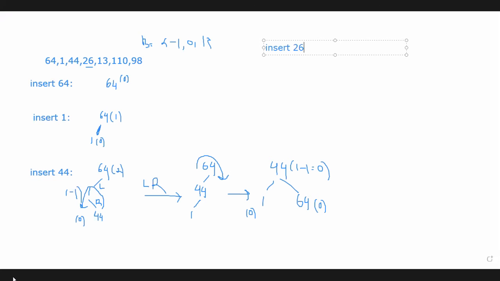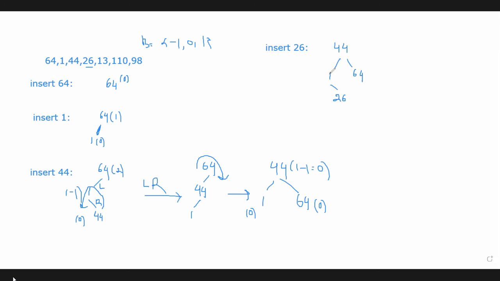Insert 26. Okay. So compare it with the root node 44. 26 is less than 44. So where will we add it? In the left subtree. In the left subtree there is a node 1. Compare it with 26. 26 is greater than 1. So add it in the right subtree.